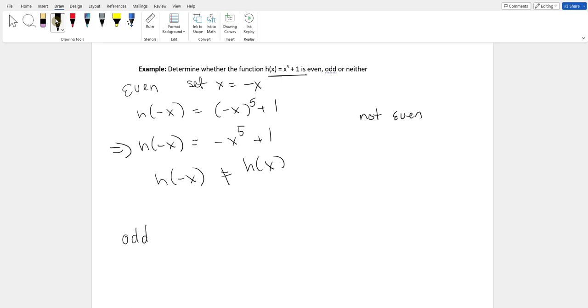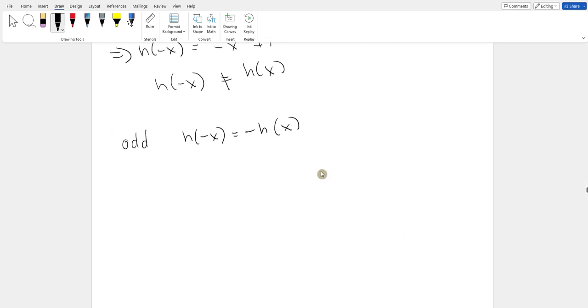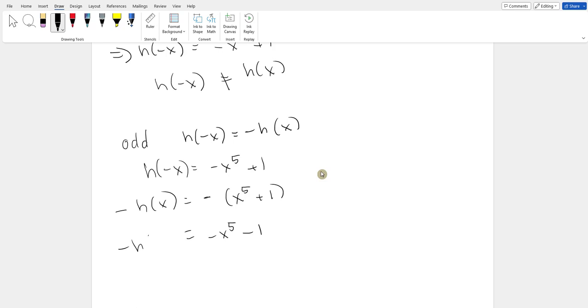To check to see if it's an odd function, we're going to look at h of negative x and see if it's equal to negative h of x. Well, we already calculated h of negative x. We just did that in the problem above, and we said it's this. So now let's calculate negative h of x. Basically, we're going to put a negative sign in front of x to the fifth plus 1 and then change all the signs. So I get negative x to the fifth minus 1.